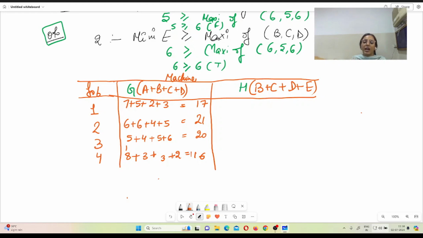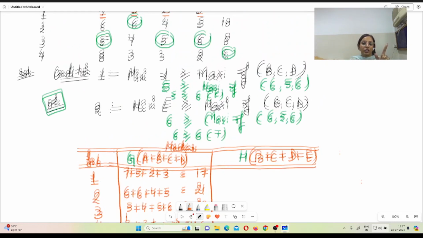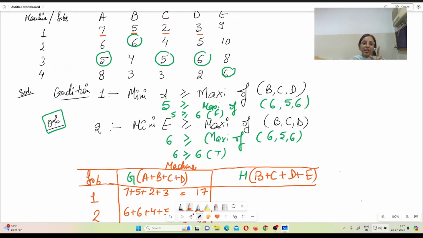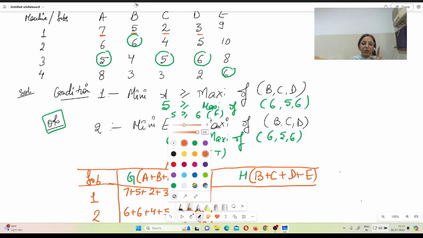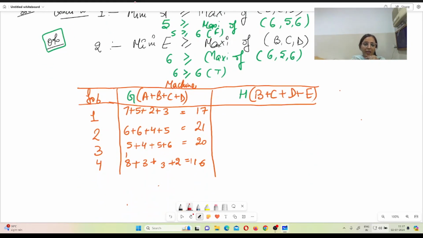Now converting to the value of H, that is B plus C plus D plus E, leaving out the value of machine A. So start with this. We have to find the processing time for H, so we add B, C, D, and E. What will be B, C, D, and E? We add the values: 5 plus 6 plus 3 plus 9. Coming down, we add all these values and check: 5 plus 2 plus 3 plus 9, and the total will be 19.